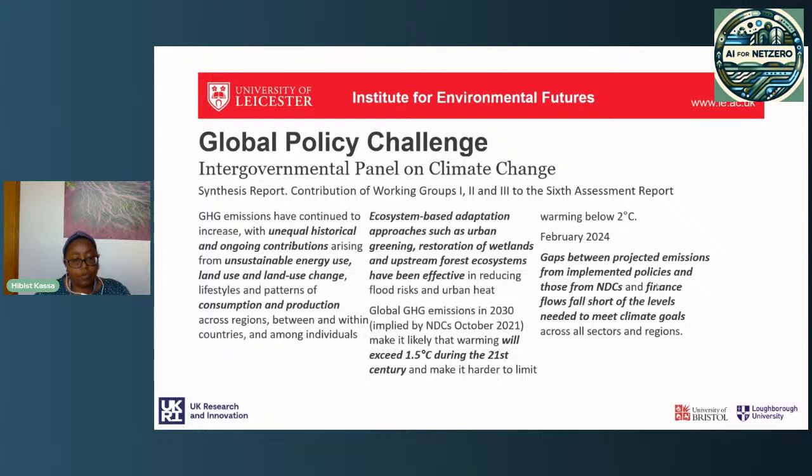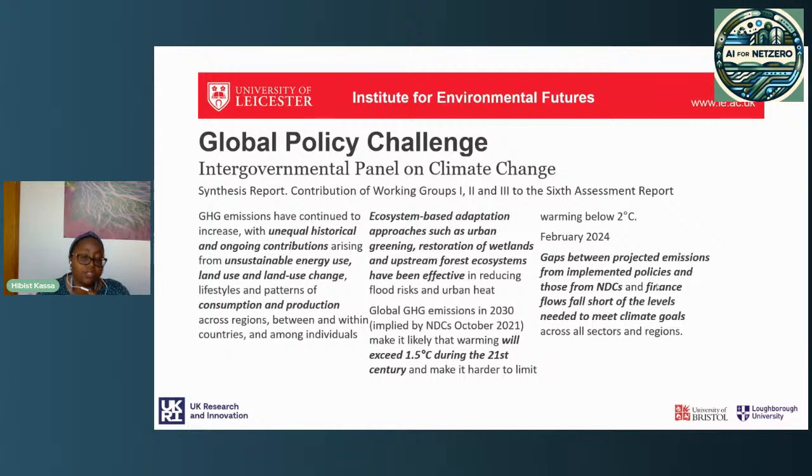And then there are ecosystem-based adaptation approaches that can be effective in reducing extreme weather events, particularly flood risks and urban heat. There are also questions about how global greenhouse gas emissions in 2030 are likely to exceed 1.5 degrees during the 21st century. And we already saw the first indication of that in February this year.